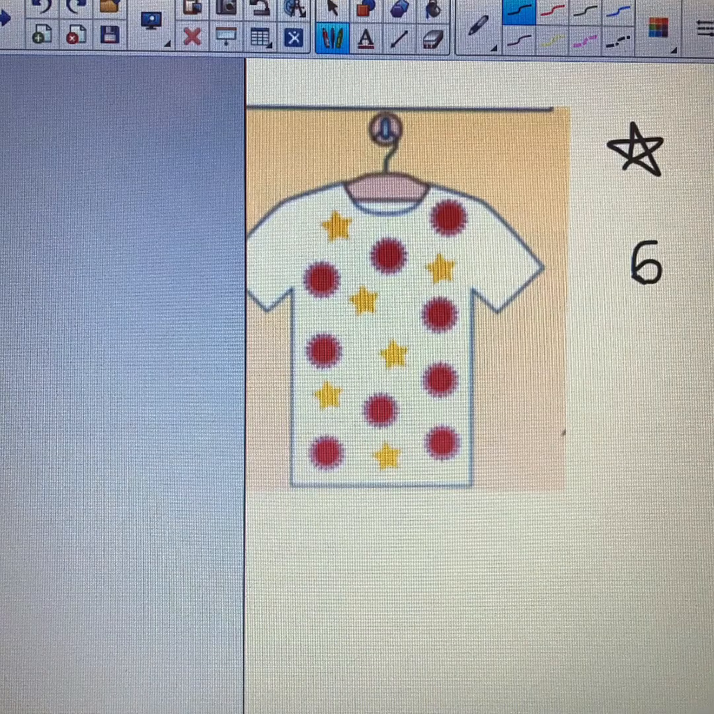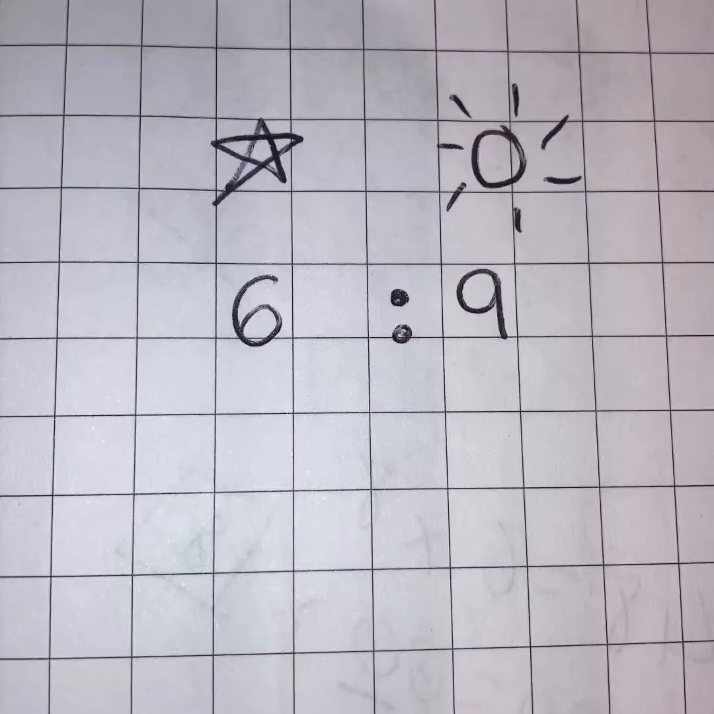Right then, answer time. I've zoomed in on the t-shirt so I can see it really clearly. First things first, I just need to count up the amount of stars and then count the suns. I have counted 1, 2, 3, 4, 5, 6 stars and 1, 2, 3, 4, 5, 6, 7, 8, 9 suns. So this is how I have recorded that. For every 6 stars, there are 9 suns.